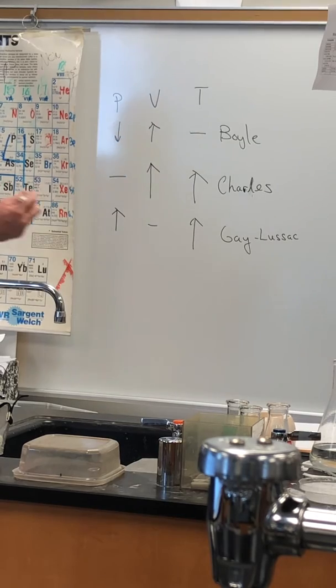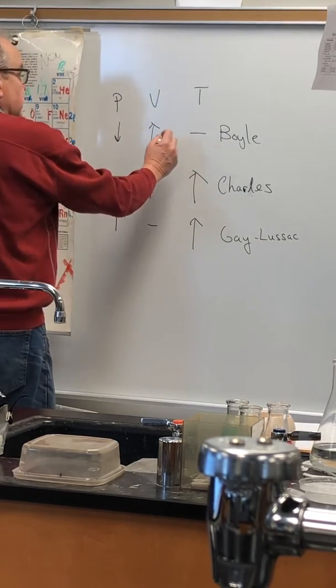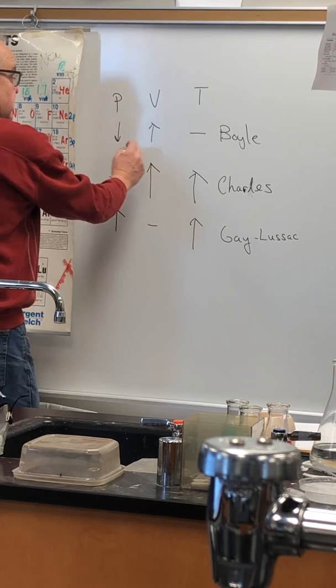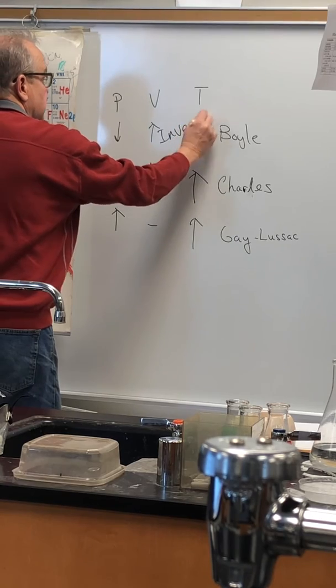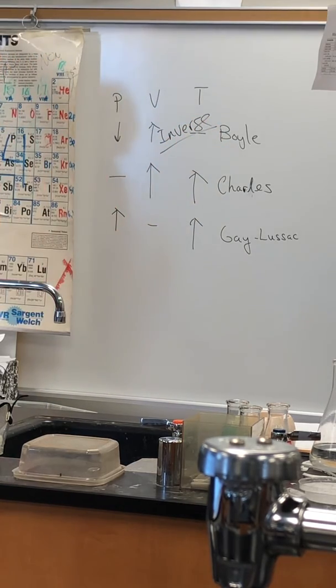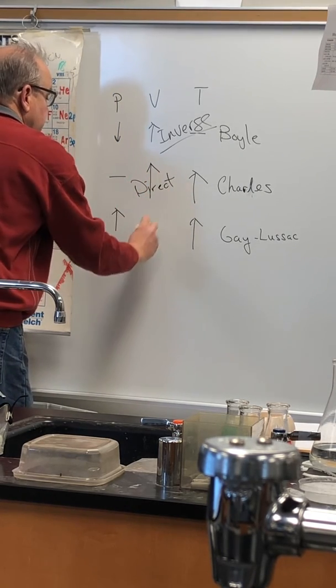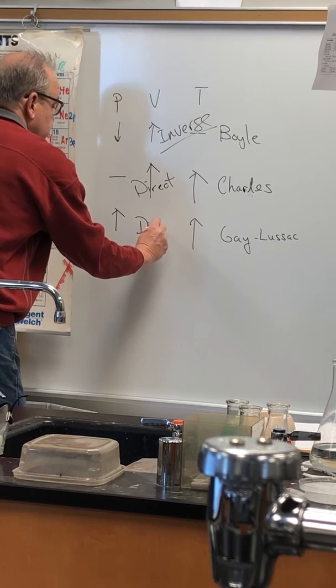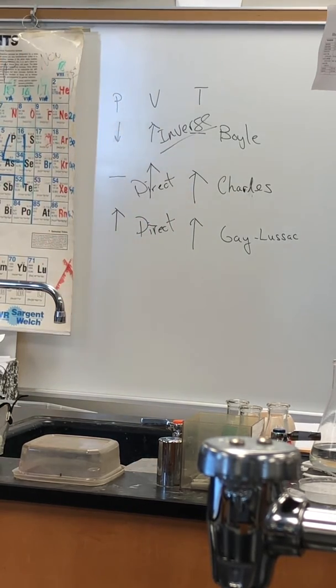So three laws, three basic gas laws. In terms of the kind of relationships they are, this one is an inverse relationship. That means as one goes up, the other goes down, while the third variable is constant. These two relationships are direct. As one goes up, the other goes up, assuming that the third variable is constant. So that's a little summary of gas laws.